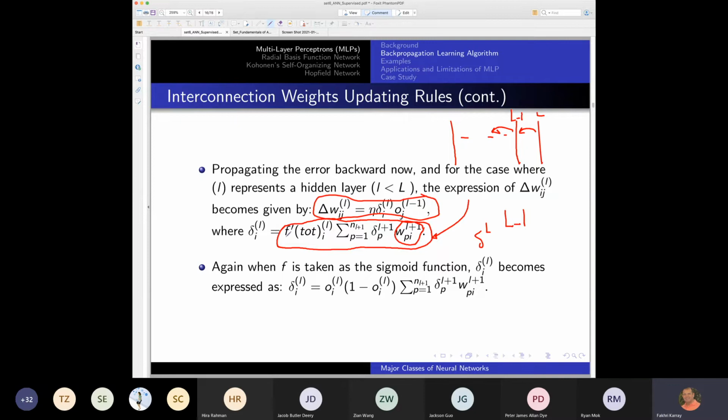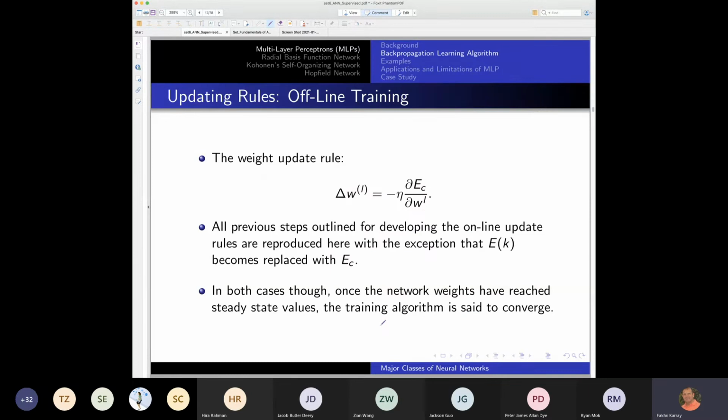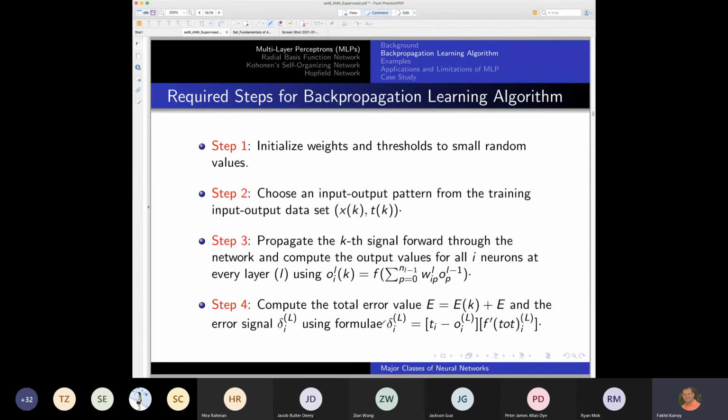And again, when we utilize the sigmoid function, the sigmoid function gives us f times, again, 1 minus f. Okay, and using this particular iterative formula, we come up now to this particular powerful algorithm for the system. So this is the algorithm for the back propagation learning algorithm.